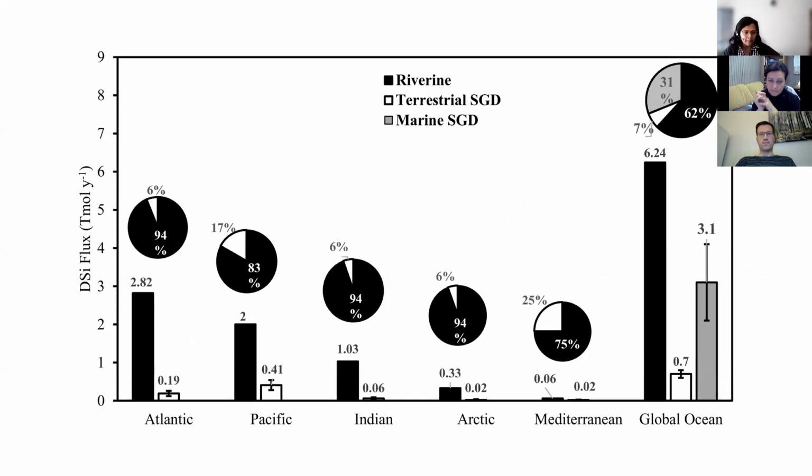And to sum up the paper, we see that terrestrial SGD contributions of dissolved silicon are the highest in the Pacific Ocean and in the Mediterranean. And generally on a global scale, we estimate that submarine groundwater discharge supplies a little over 50% of the total riverine inputs. It's the second largest source of dissolved silicon to the ocean.